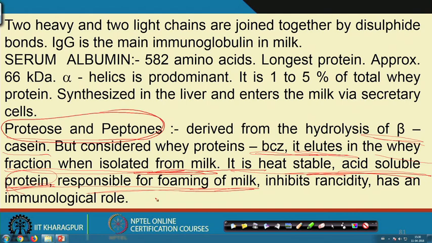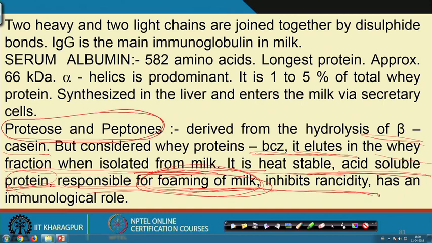And you are normally advised, don't take the first milk or maybe the last milk, because the moment you take the first milk, this kind of systematic standardization has not taken place. Whereas the moment you get that high acid soluble and heat stable proteins, which are responsible for the foaming of milk, it also inhibits rancidity, right?